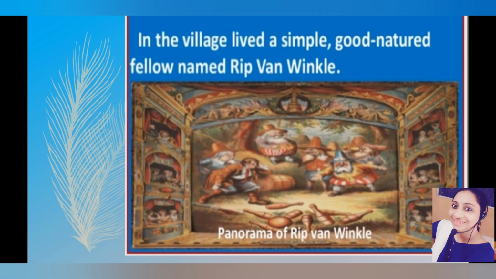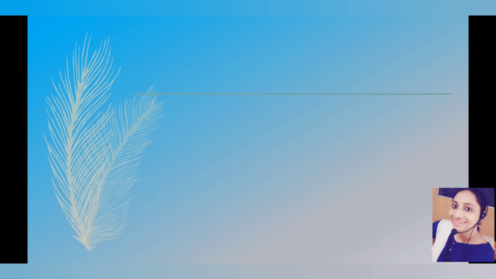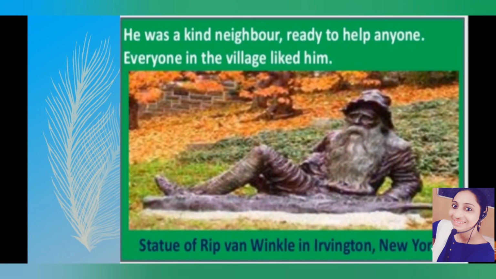In the village lived a simple, good-natured fellow named Rip Van Winkle. Okay, and in that village, who lives? A good-natured and simple man, Rip Van Winkle. He was a kind neighbor ready to help anyone, and everyone in the village liked him. Okay, that Rip Van Winkle was a very good neighbor, and he was very kind. He is a very helpful fellow, and everyone in the village liked him.